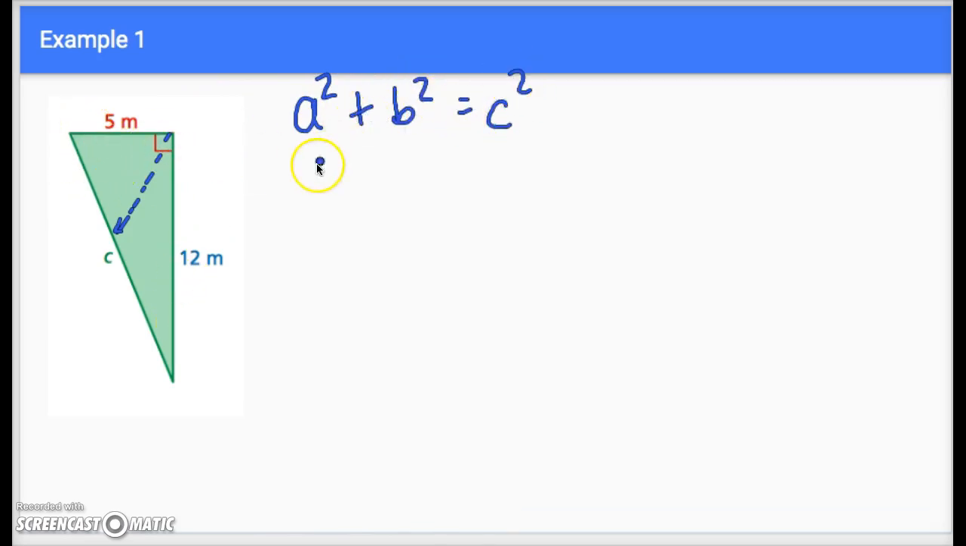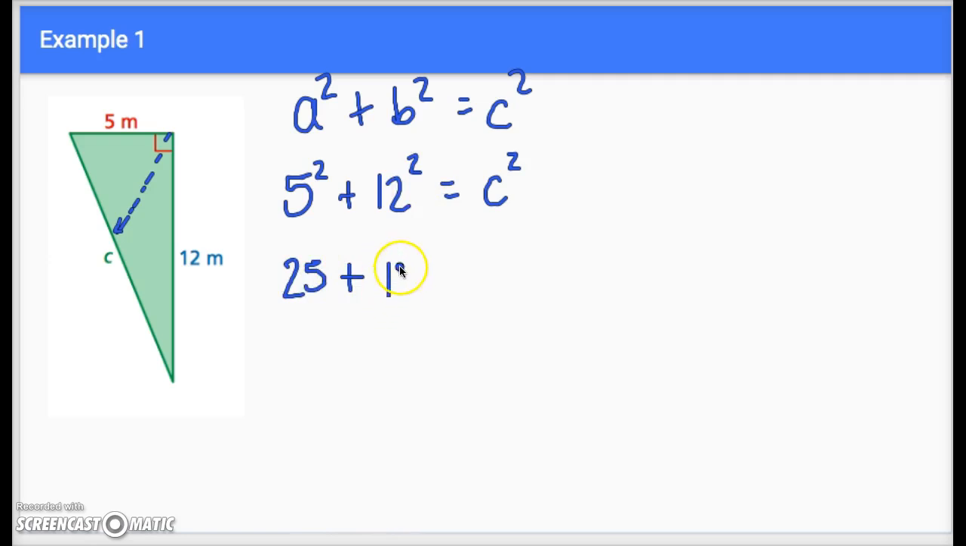my 5 and 12 are going to go where the a and b go. So we have 5 squared plus 12 squared equals c squared. And then just start to solve it. 5 squared, 5 times 5 is 25. 12 squared is 144. That has to equal c squared. Add these two together and you get 169 is c squared.